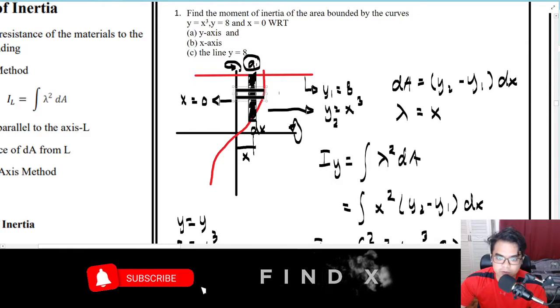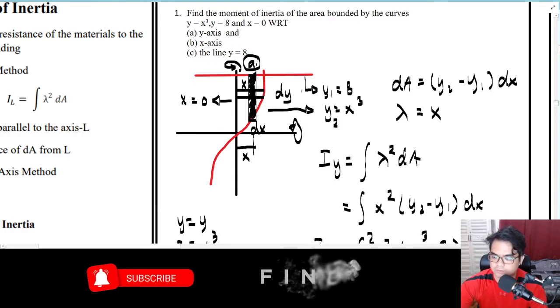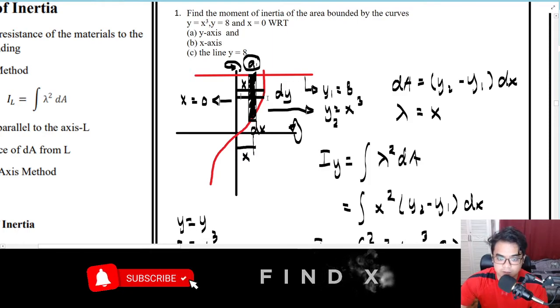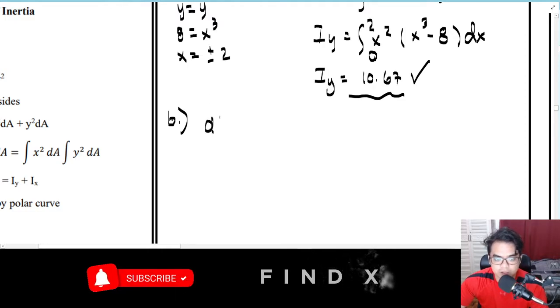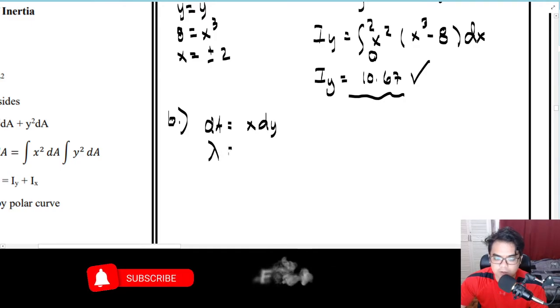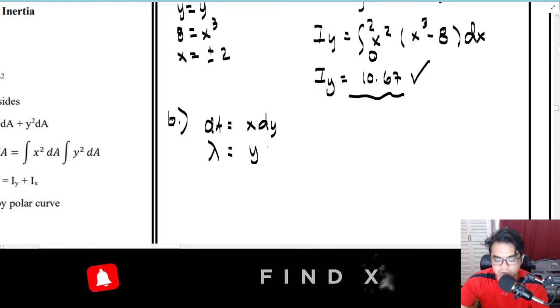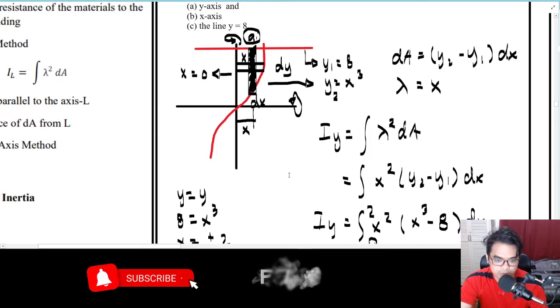So therefore, for that one, you'll have dy, right? And then this is just x. And then the distance from the x-axis to the dA is just y, right? So therefore, we can say here that your dA here will just be x dy, and your lambda here will be y. Okay. So we are still using the parallel axis method.